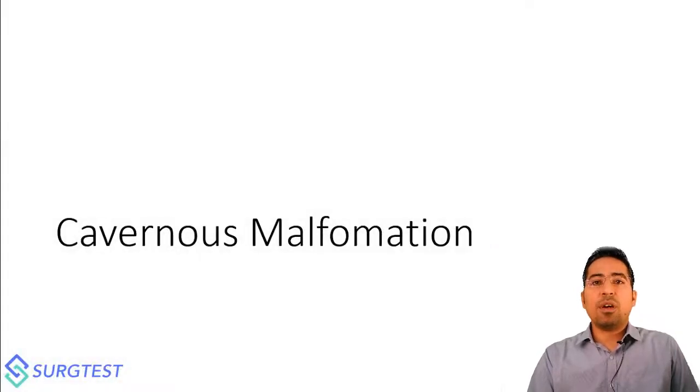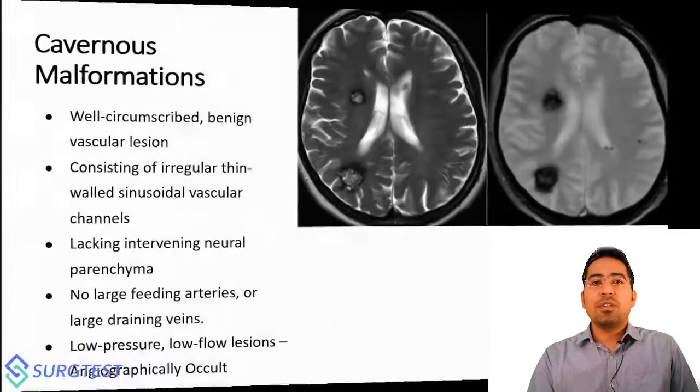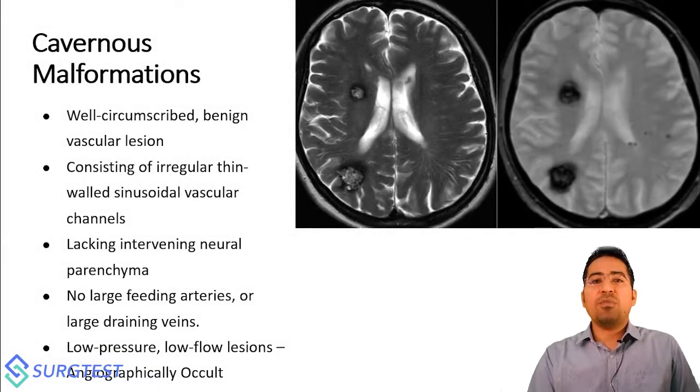Now next we will be talking about cavernous malformations. What are cavernous malformations? Cavernous malformations are typically low flow lesions, and they are well circumscribed benign vascular lesions. They don't have much blood flow. They consist of irregular thin walled sinusoidal vascular channels. They lack any intervening neural parenchyma. They don't have any neural gliotic tissue or parenchyma in between. They don't have any large feeding arteries or any large draining veins. They have smaller feeding vessels only.